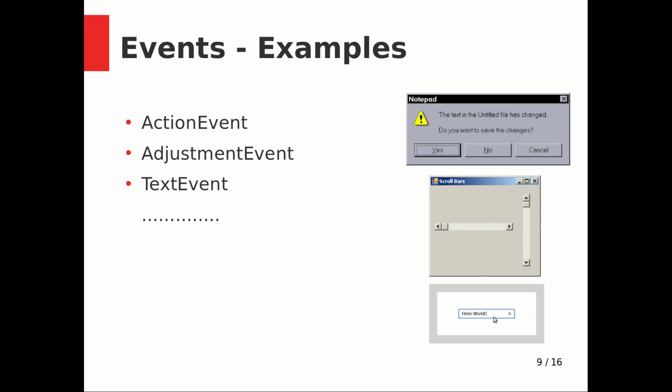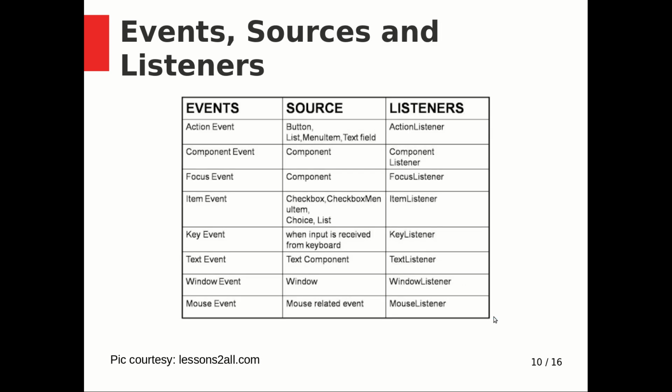This is not a comprehensive list of events. We have a bigger list of events here, where we show the events, their sources and listeners. For example, the action event actually happens on clicking the mouse button. So the source will be the mouse button. The source will not really be the mouse button, but an action button, a list, a menu item, or a text field, and the corresponding listener class will be action listener. Similarly, we have component event, focus event, item event, key event, text event, window event, mouse event, etc.